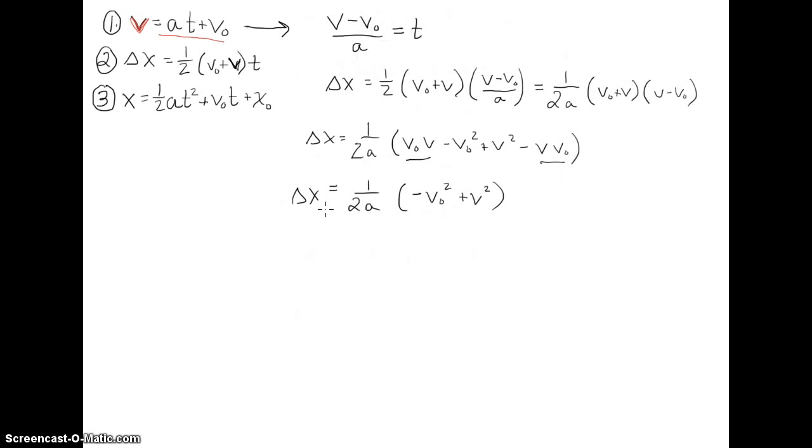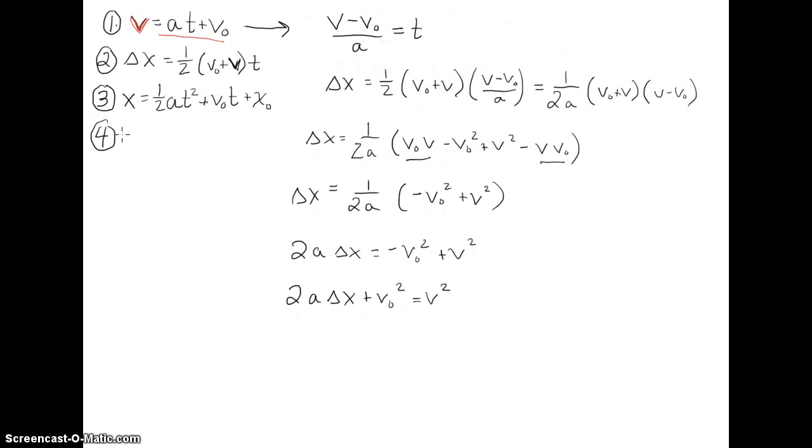And now we're pretty much done. We just want to reorganize it a little bit. What I'm going to do is I'm going to multiply both sides by 2a. Move that over to the left-hand side. So 2a delta x is equal to minus v naught squared plus v squared. And then how you kind of write the formal equation is a little bit of personal preference. This year we're doing 2a delta x plus v naught squared. I added v naught squared to both sides equals v squared. Notice there's no time in this equation.